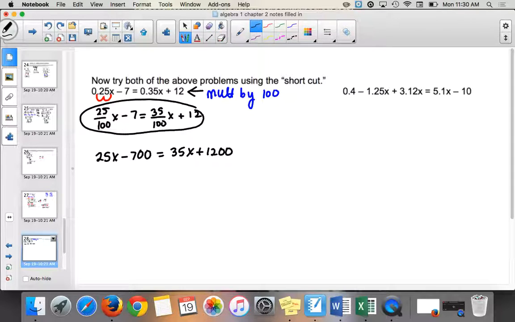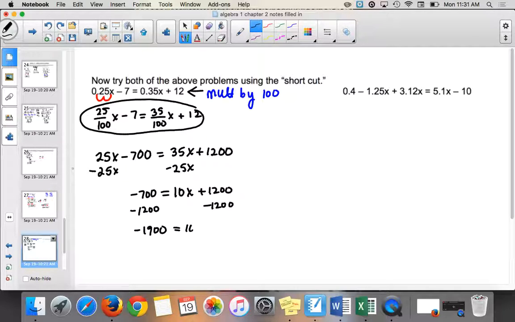So now we're going to subtract my 25x over, so I get 10x. And then we're going to subtract the 1200 over. We get negative 1900 equals 10x. So when we divide by 10, do you guys know the trick where if we divide by 10 or 100 or whatever, we cancel the zeros? Divide by 10, divide by 10. So we get negative 190. Wasn't that much easier? Yeah, it's much easier. With decimals, it's much easier to multiply through.